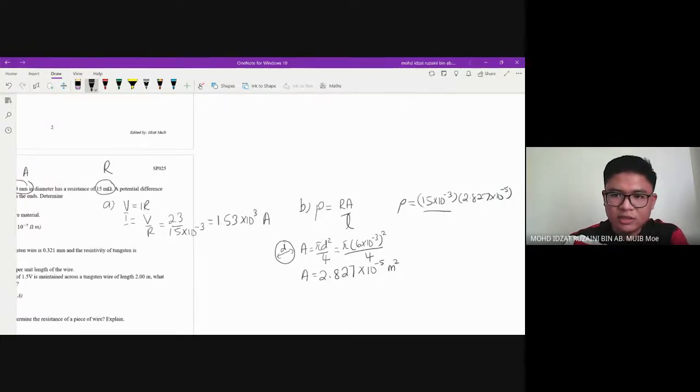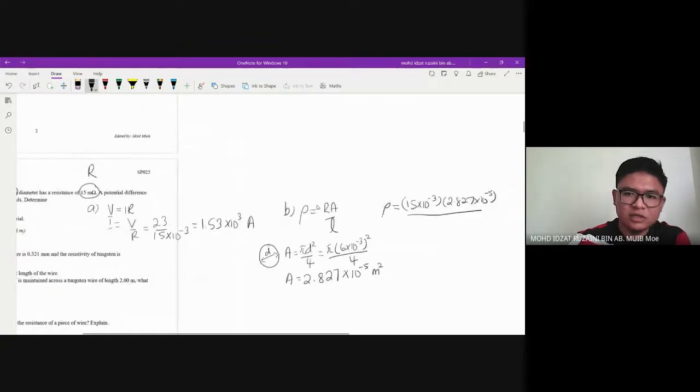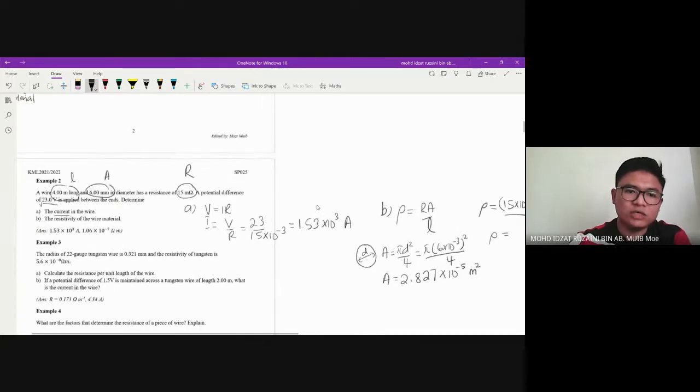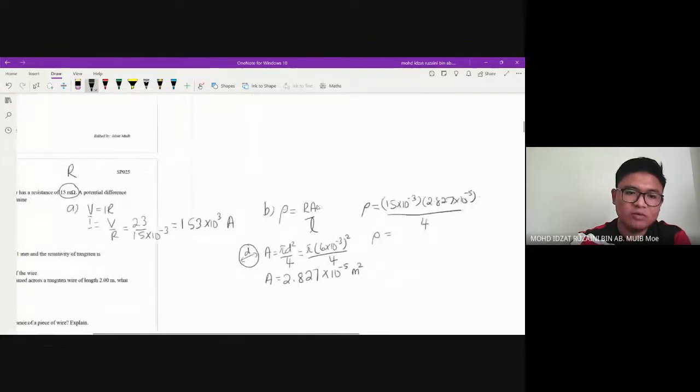Okay, then you have L, which was 6 meter earlier, no, 4 meter. Okay, 4 meter. So rho here is equal to 15 negative 3 times the answer divided by 4, and you will get 1.06 power of negative 7. 1.06 times 10 negative 7 ohm meter. So that is our question B.